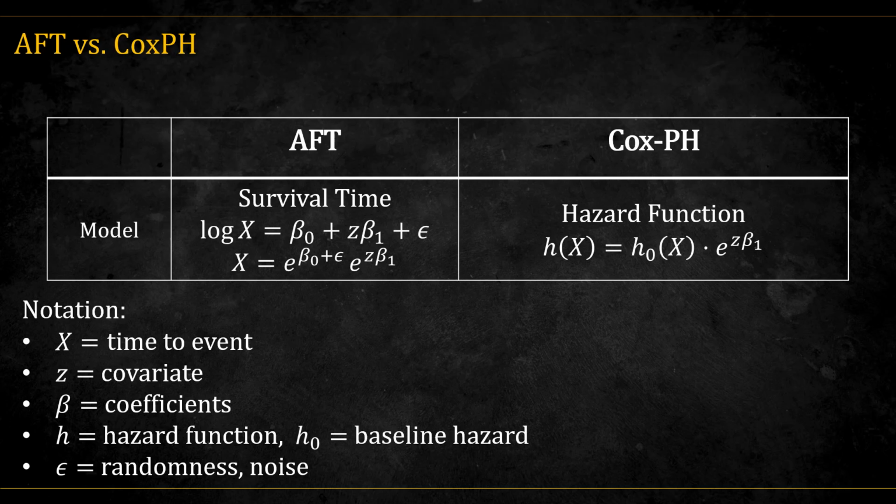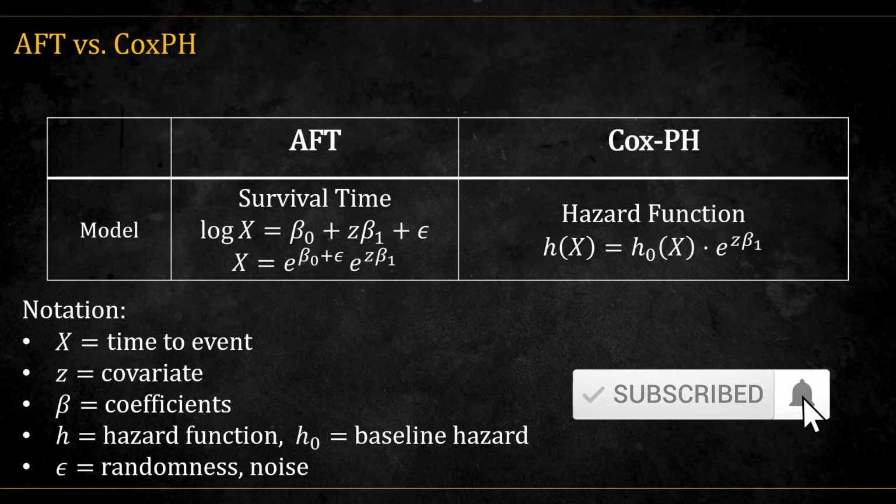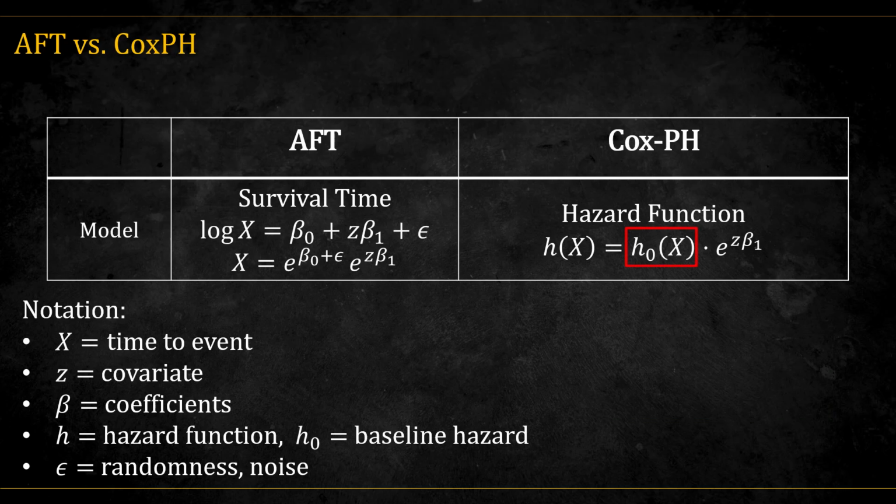In CoxPH, on the other hand, we model the hazard function, which is a distribution-like quantity, meaning that for a given hazard, the distribution is completely defined. This is subtle but noteworthy. In AFT, we model the realization of a distribution, and in CoxPH, we model the distribution itself. The way we model it in CoxPH is by saying that the hazard is equal to some baseline hazard times a function of the covariate, most often the exponent of the linear predictor.